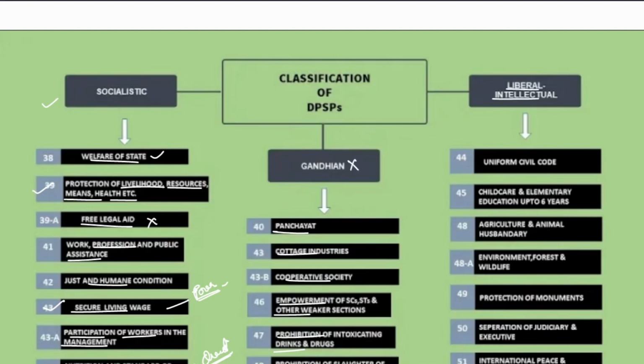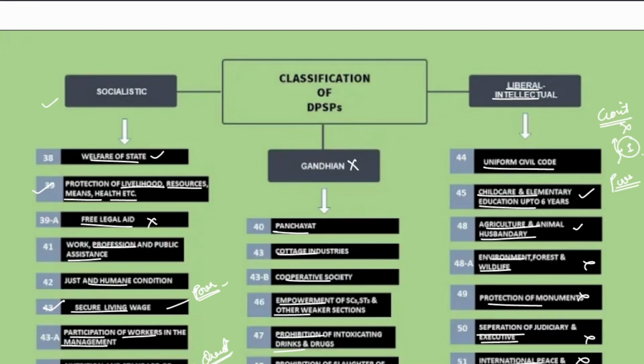Then we see the liberal intellectual principles. Uniform civil code, no. Childcare and elementary education, yes, this is somewhat affected, because those who are poor are not even able to get their children to the government schools, since even their children are occupied in income generation. Agriculture and animal husbandry: not everybody has animals and so on. Then environment, forest and wildlife, protection of monuments, separation of judiciary and executive, international peace. These are all not getting affected.